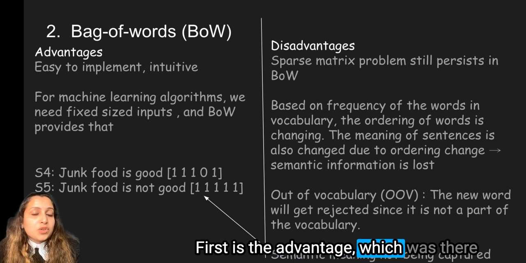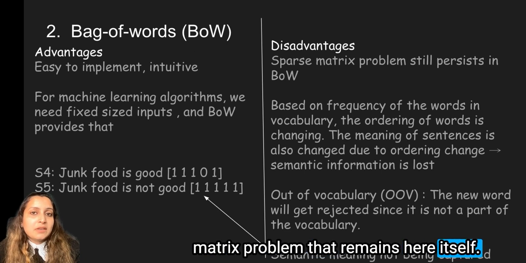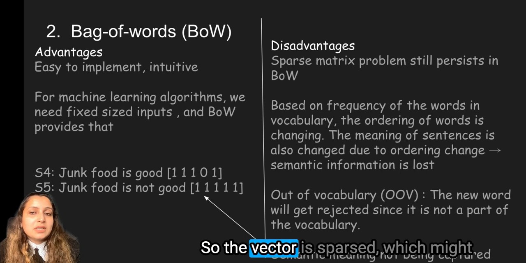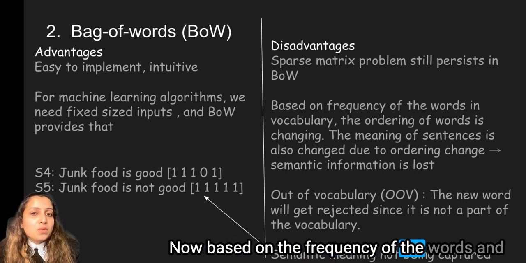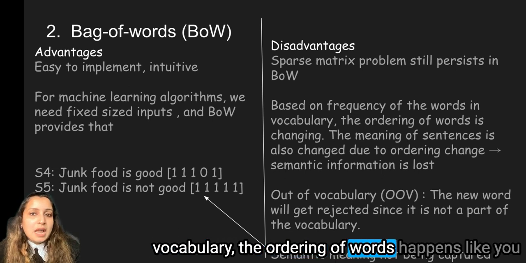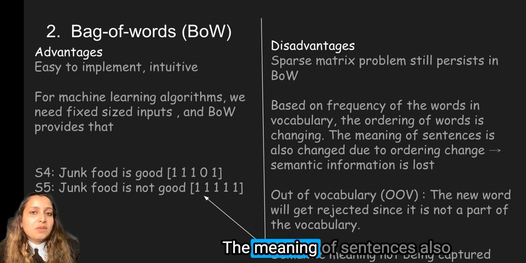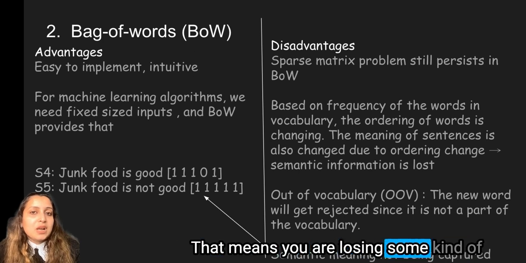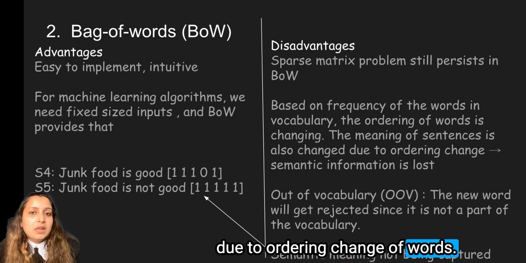First disadvantage, which was there for one hot encoding as well, is the sparse matrix problem, which remains here itself. Because there are so many zeros and very few ones, the vector is very sparse, which might lead to overfitting in several cases. Now, the ordering of words happens based on the frequency of the words in the vocabulary, and the ordering of words is changing. The meaning of the sentence is also changed due to the ordering change. That means you are losing some semantic information due to the ordering change of words.